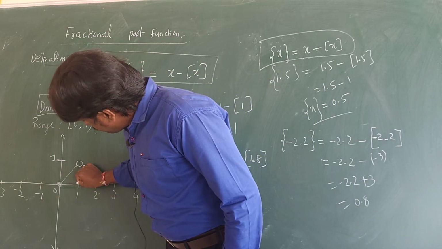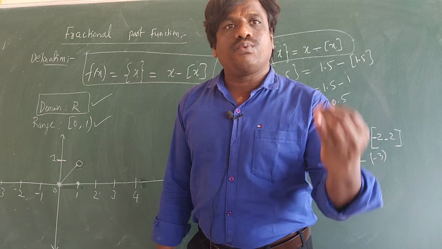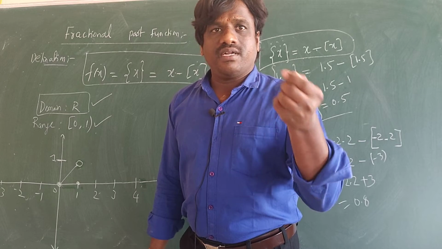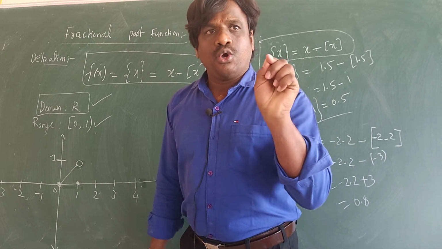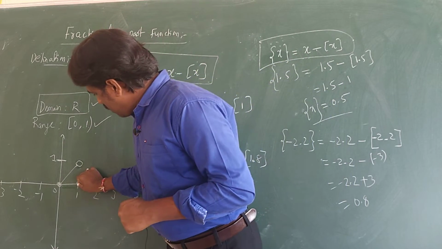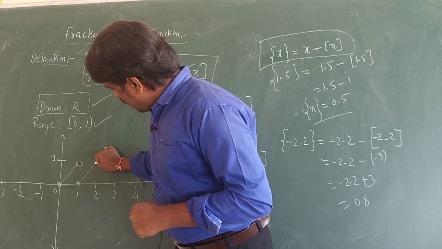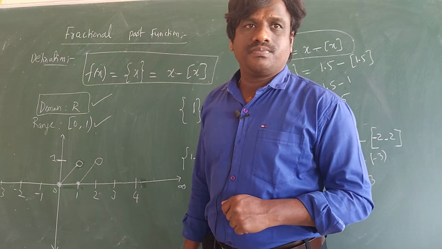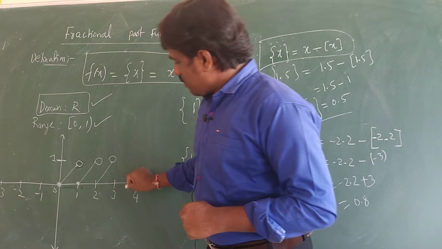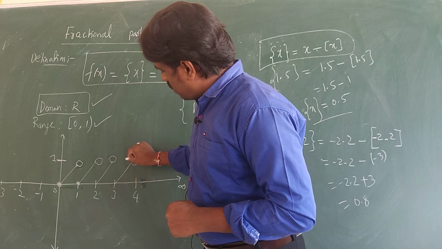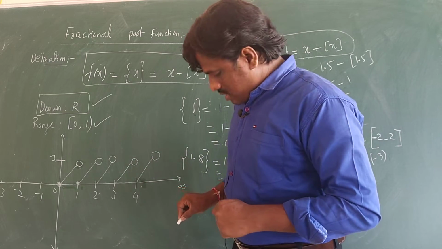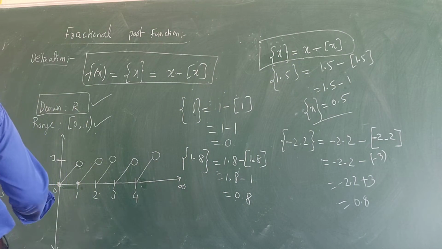Now from 1 onwards, I can take the input 1.1, 1.2, 1.3, 1.4, 1.1111. Likewise I can give infinitely many inputs. For that also the result goes up and at 1 you get a hollow point. For 2 also it goes and you get a hollow at 1. For 3 also, and for 4 also, you get a hollow at 1. The same thing happens on the left side as well.